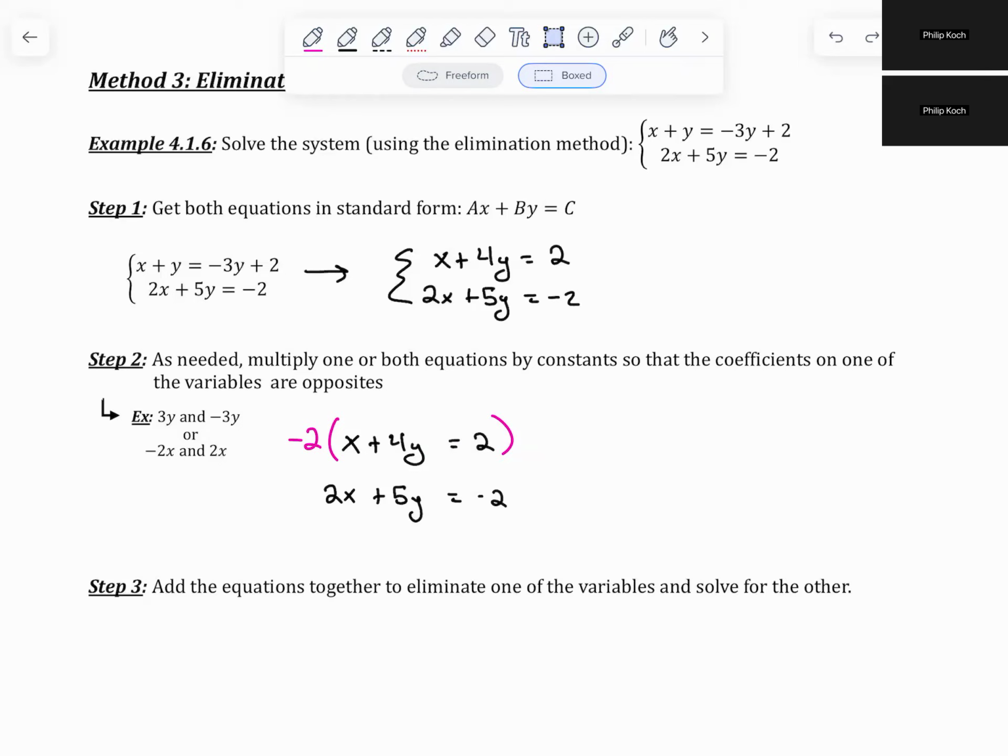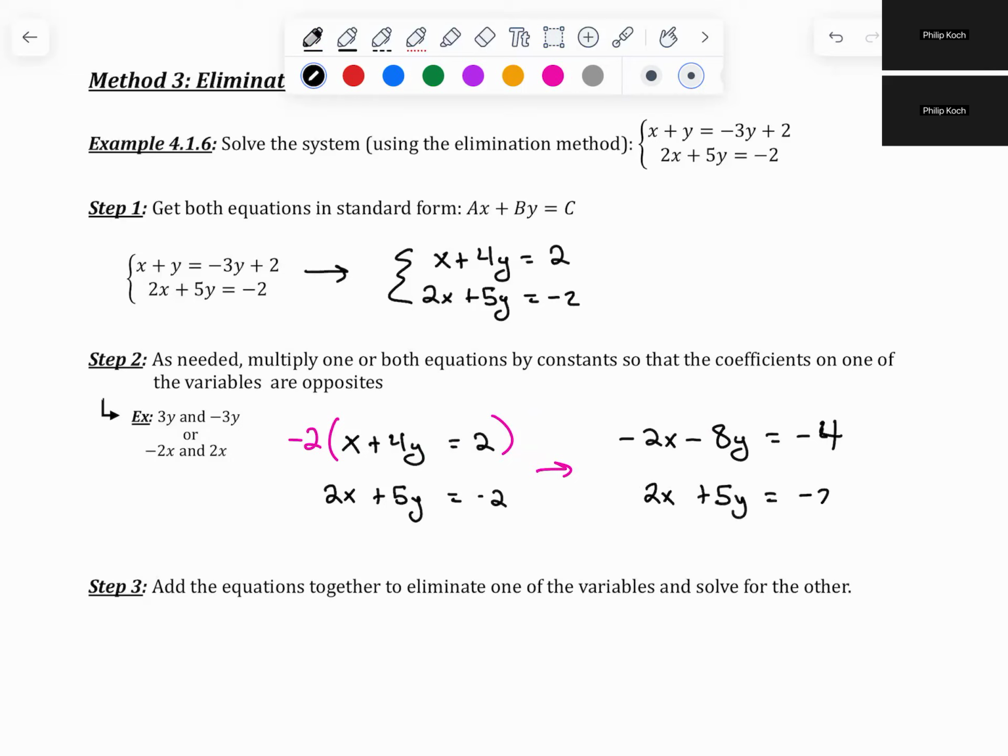Okay. So if I do multiply that entire equation by -2, my new system is going to be -2x minus 8y equals -4. The most common mistake I see students make is they correctly multiply -2 into the left-hand side of the equation, but they forget to do it to the number on the right. So please don't make that mistake. That's why I put it in colored parentheses to say everything is getting multiplied by this. And then the second equation, we didn't do anything to it, so it stays as 2x plus 5y equals -2.